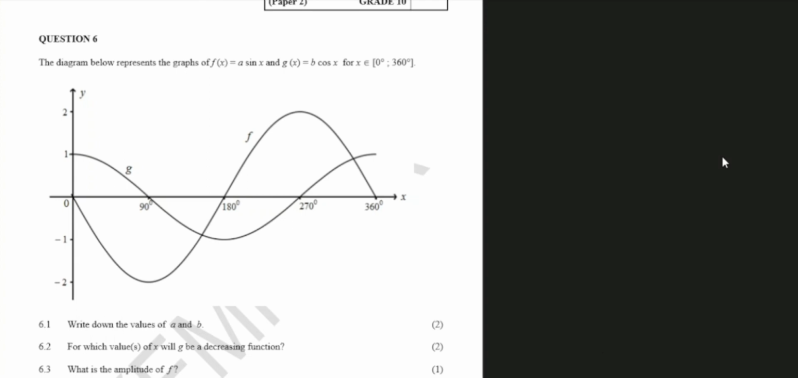So in question 6, it says, the diagram below represents the graphs of f of x equals a sine x and g of x equals b cos x. And this x right here is the domain. Now, let's analyze graph f of x. You'll notice from this function right here that we have a missing a.